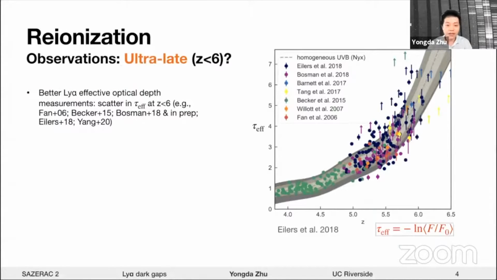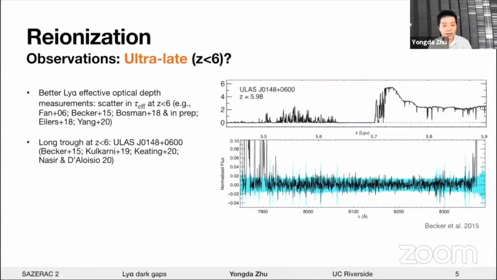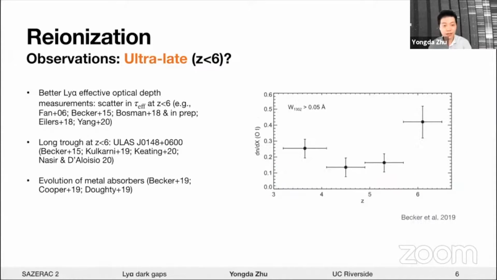So the scatter in Lyman-alpha opacity measurements below redshift 6 and the observed long trough towards J0148 extending down to around redshift 5.5 have indicated that reionization may end later than previously believed, by redshift 6. And more evidence for an ultralate reionization also comes from the significant evolution of metal absorbers from redshift 6 to 5. For example, this is the O1 absorber.